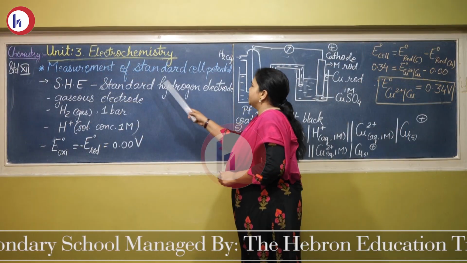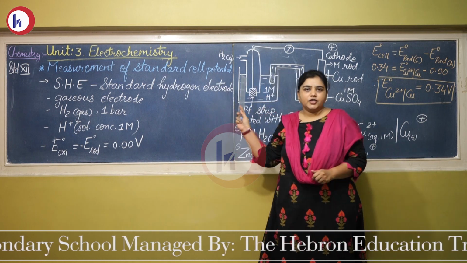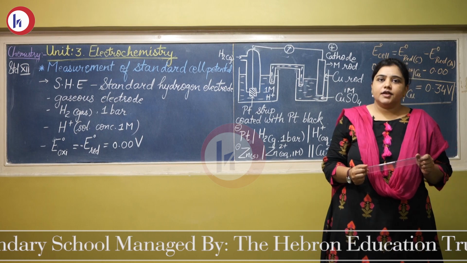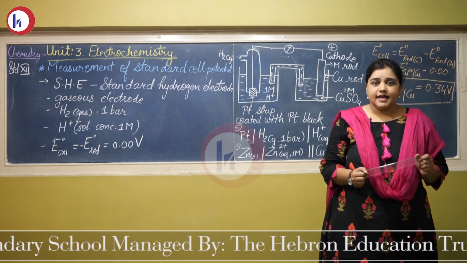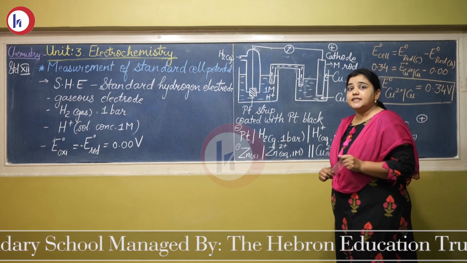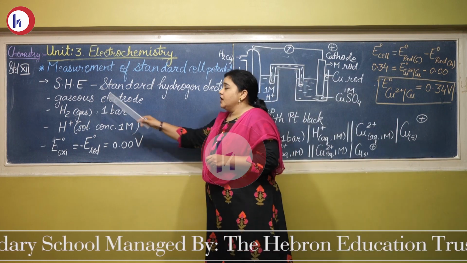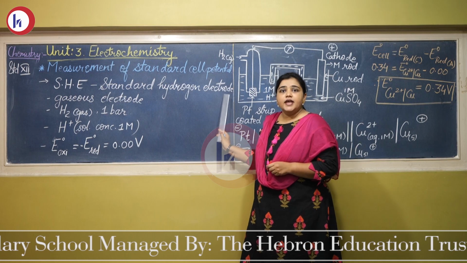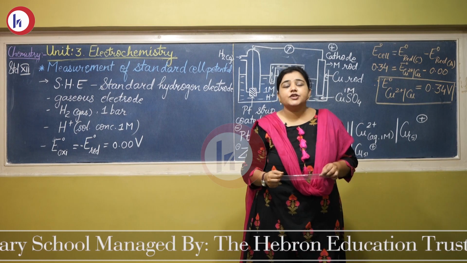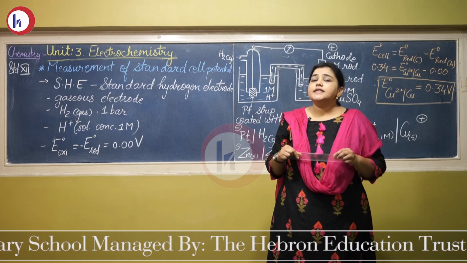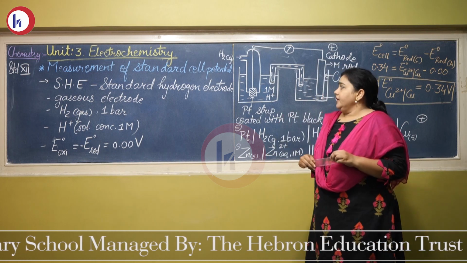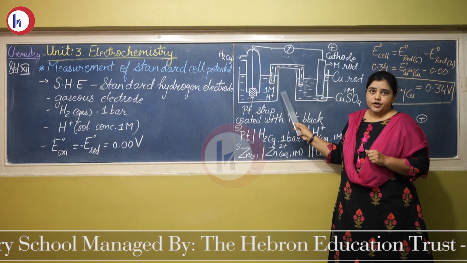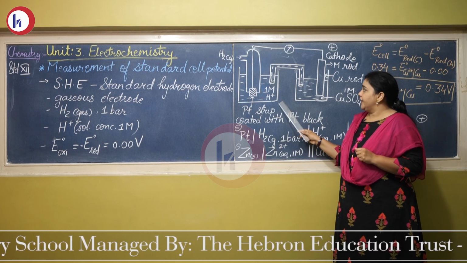So how do you measure a standard cell potential? The measurement of standard cell potential is done via a half cell which is termed as a SHE electrode. The full form of SHE electrode is standard hydrogen electrode, because we are measuring the cell potential under standard conditions. Now, what is the construction of a SHE electrode?